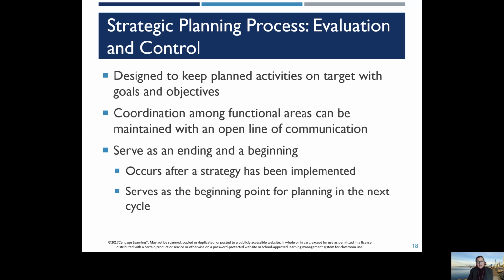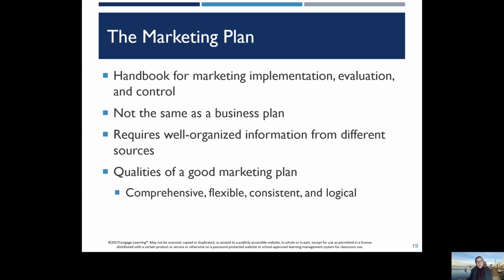Okay, so again, there needs to be coordination amongst the functional areas, and communication needs to be open and often. Sometimes that's not an easy task across the functional areas. So evaluation and control serves as both an ending and a beginning, because you're measuring the implementation, but because you sometimes have to tweak it to get back on track, then that's a new chapter in itself.